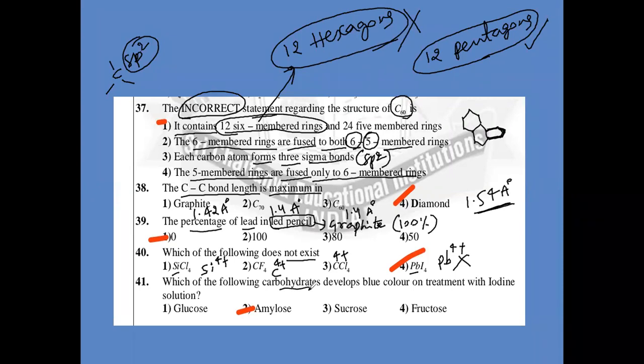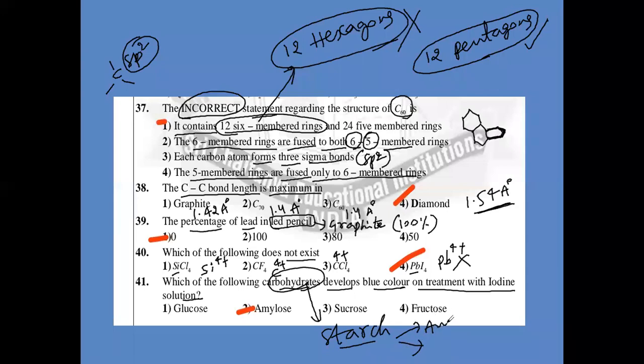Which of the following carbohydrates develop blue color on treatment with the iodine solution? So I told you that starch. Starch gives blue color generally. This starch is made up of 2 components, na? Amylose and amylopectin. So these 2 will be there. Amylose is one component of starch. Amylopectin is one component of starch. And this amylopectin is what? Branched. Cross-linked means branched. Branched chains will be present.